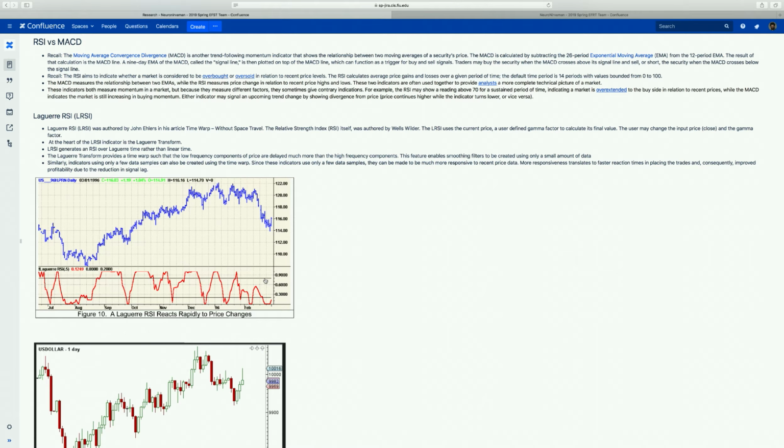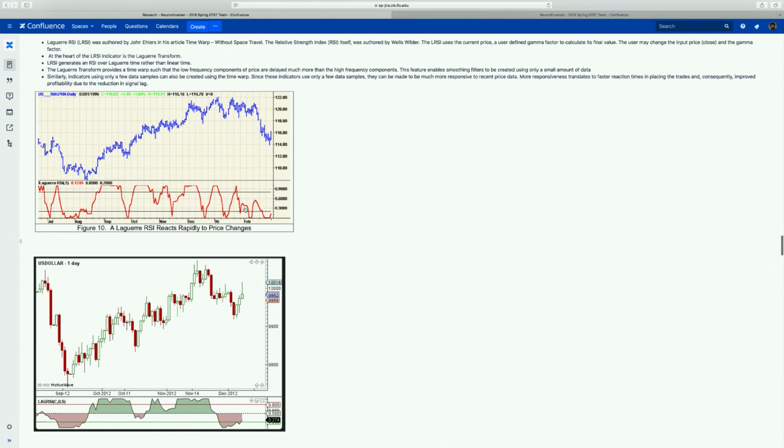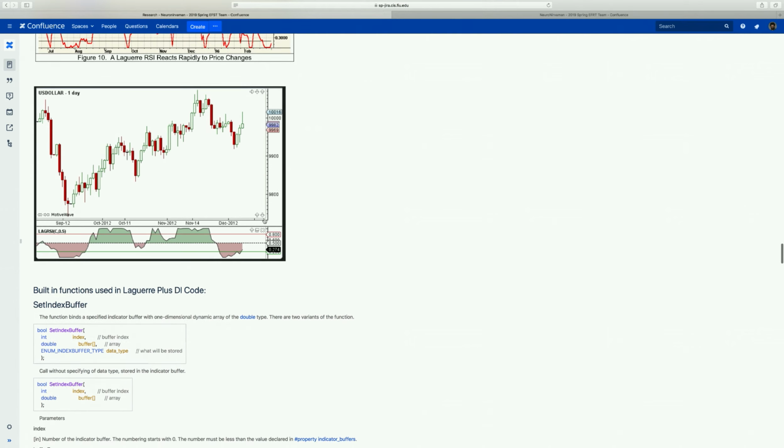So it's similar to just the regular RSI. You still have an overbought and an oversold line, and those recommendations are believed to be a little bit better because you're using this enhanced Laguerre filter or Laguerre transform. So you're using this Laguerre time, which is a little bit better than linear time, or at least that's the goal of the algorithm. So here are some charts depicting the Laguerre RSI with the overbought and the oversold lines.